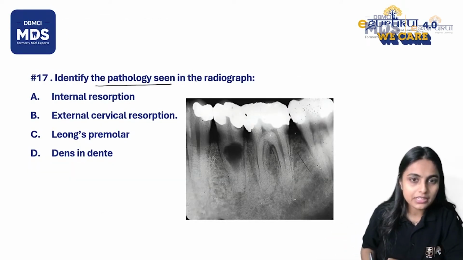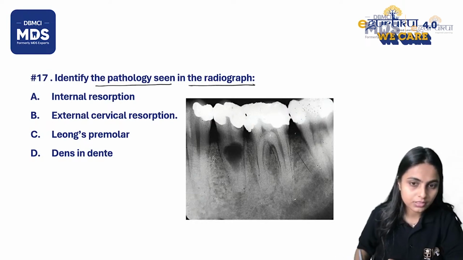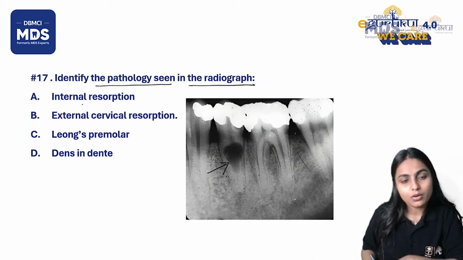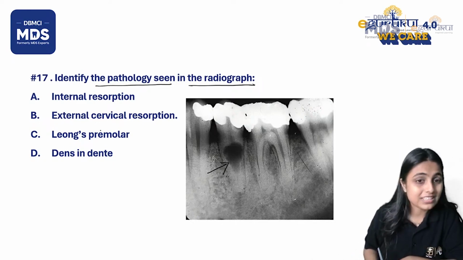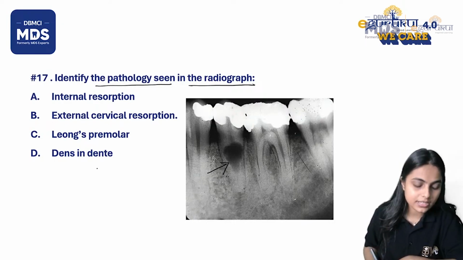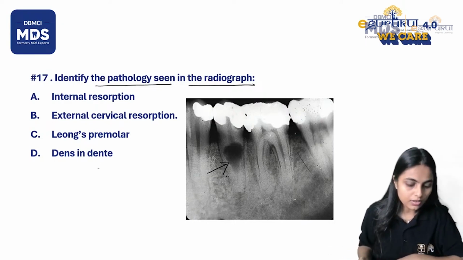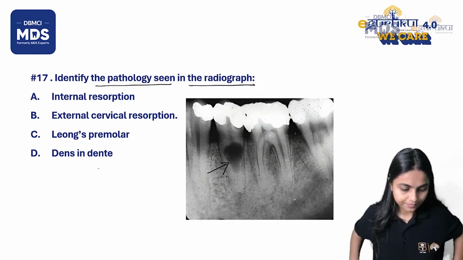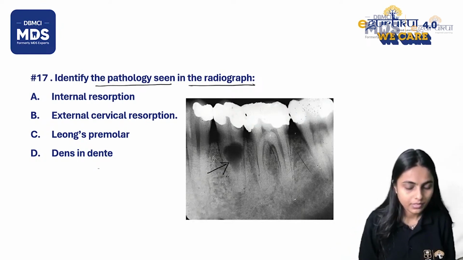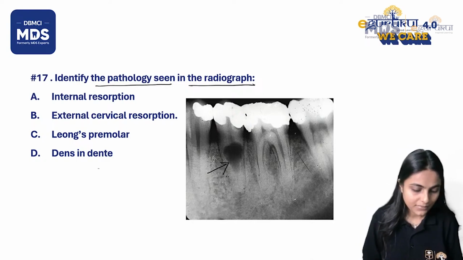17th question, identify the pathology seen in the radiograph. Look at this pathology. What should this be? Option A, internal resorption. Option B, external cervical resorption. Option C, Leong's premolar. Option D, dens in dente. What is your diagnosis?